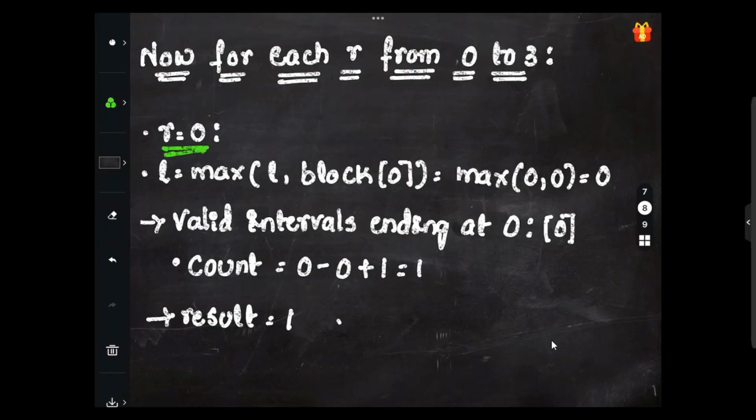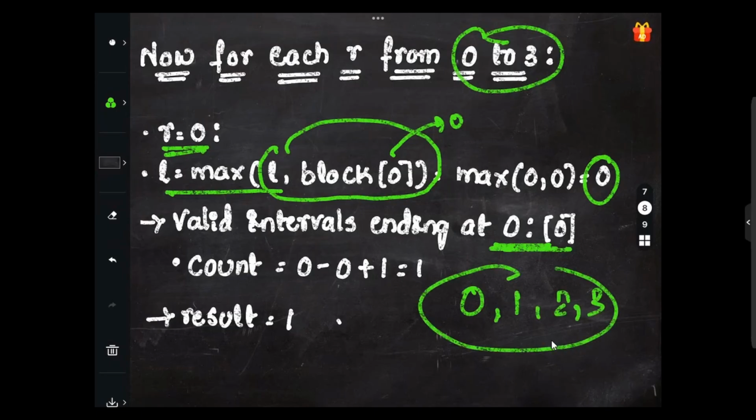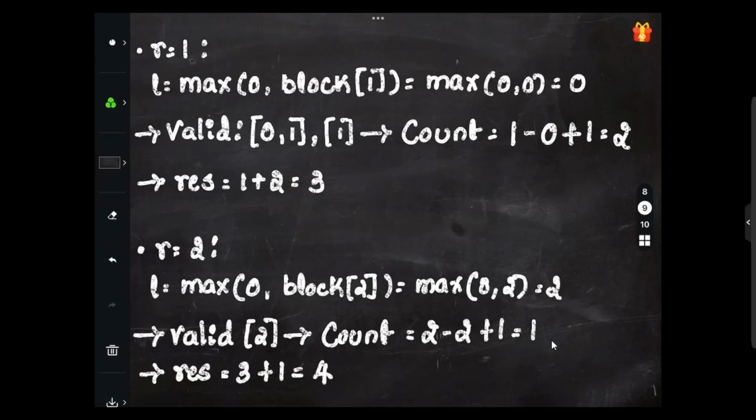See, r equals 0 initially, L equals max of left comma block of 0. Initially left is 0 and block of 0 is 0 itself. So max of 0 comma 0 will be 0. Valid intervals ending at 0, we are going from 0 to 3, so we will be considering 0 1 2 3. So count will be 0 minus 0 plus 1, which is 1. So initially the result will be 1. This is fine. Same we'll do for 1 2 3 calculation. I'll just go with max of 0 comma block of 1.